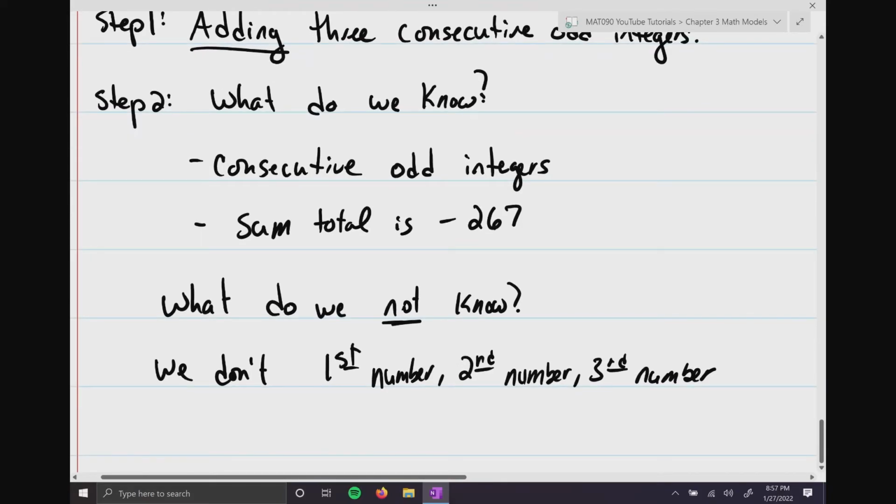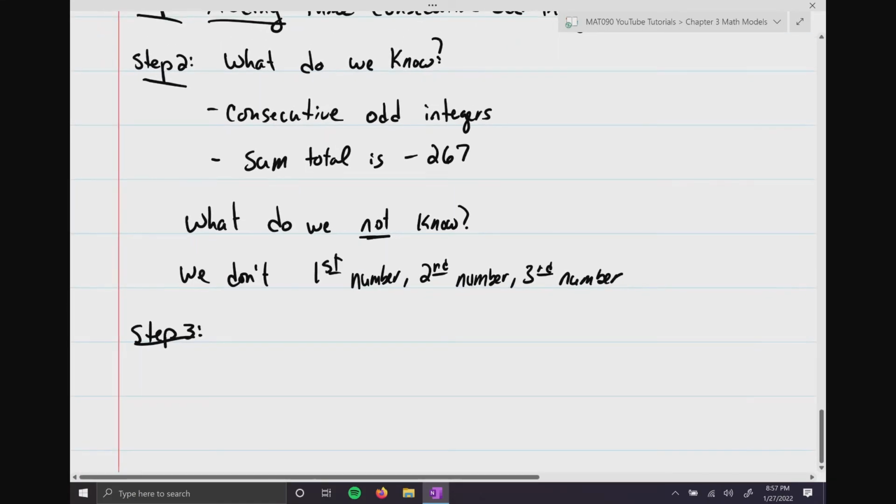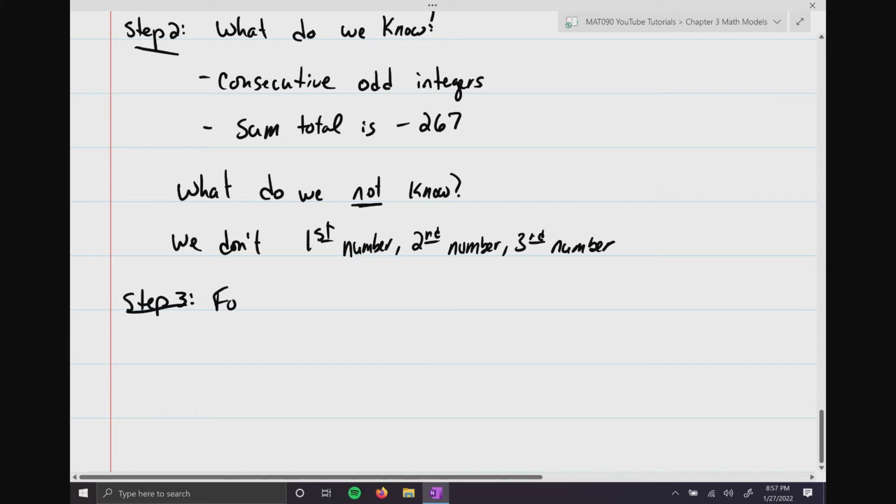All right, so what we can do is we can start to think about this here. All right, so here's step 3. Notice I didn't really assign a variable yet or anything like that. So here's step 3. We need to formulate a plan. So when we go ahead and formulate a plan, we got to go back to what we know. We know these numbers are consecutive odd.